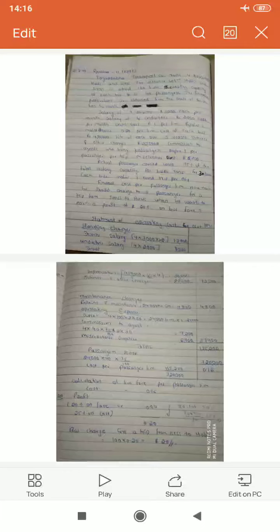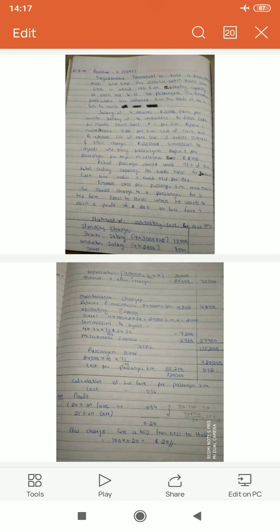Hello. Let us look into the next problem under operating costing. I will read out the problem. A transport company runs 4 buses between Hubli and Sirsi, distance 100 kilometers, seating capacity 40. Then information given. Salary of 4 drivers rupees 3000 each per month. Salary of 4 conductors 2000 each per month.